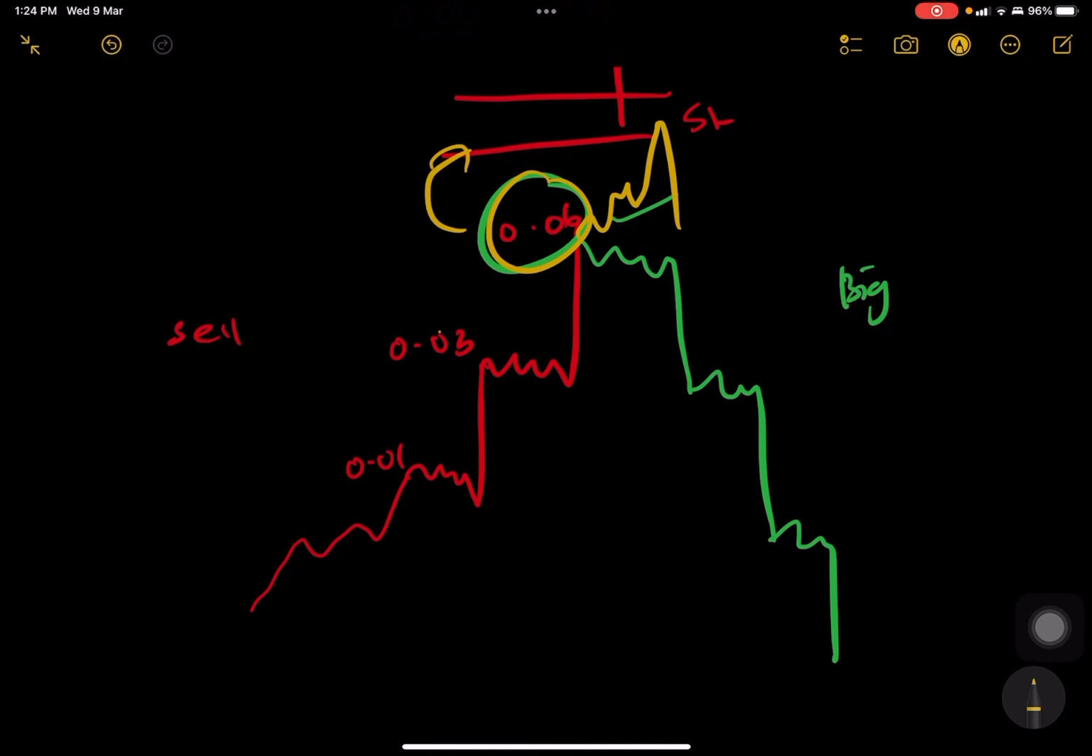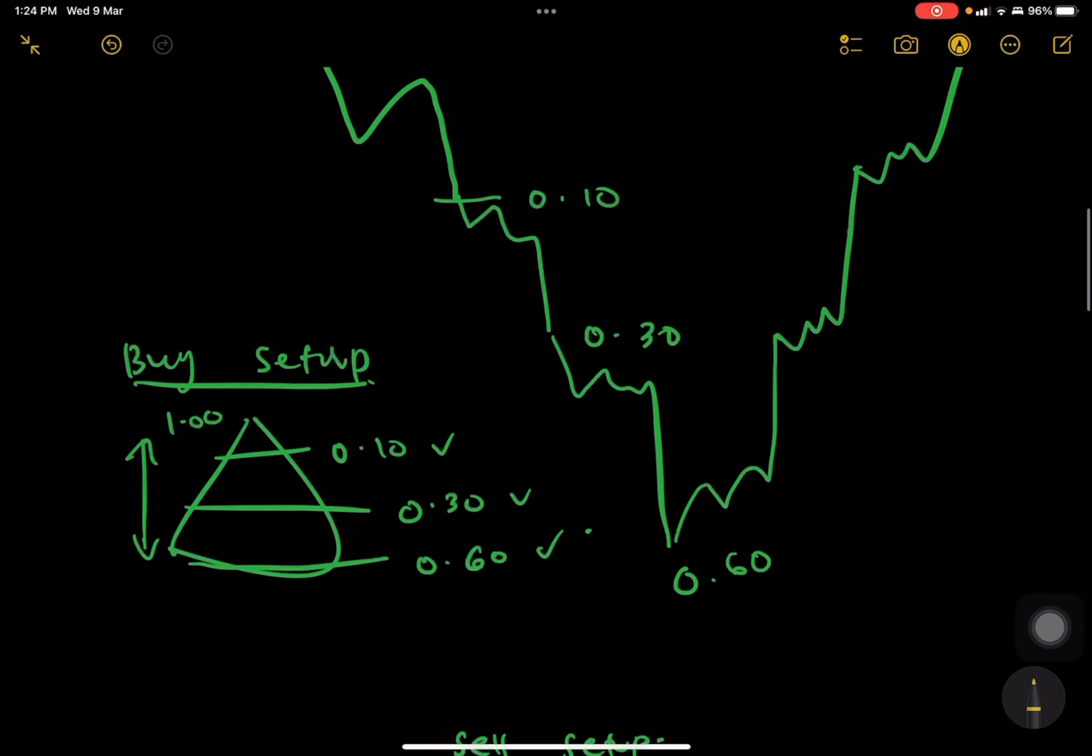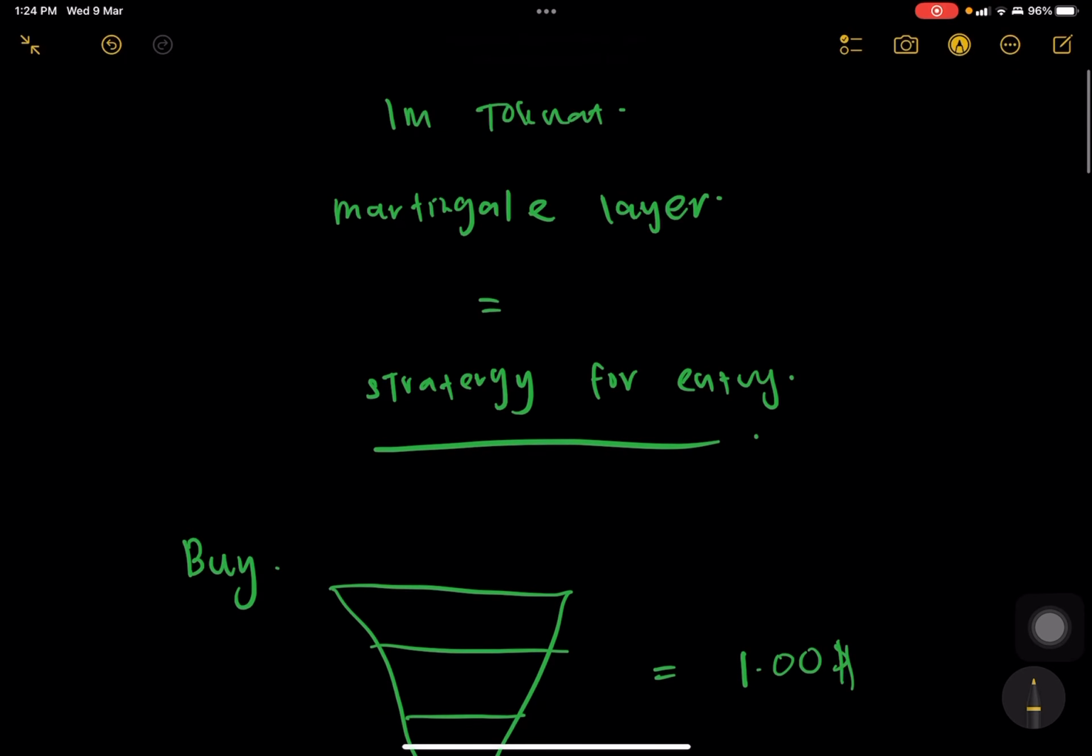Okay, I hope you understand about Martingal Layer. This is the strategy that we are going to use in our trading system.